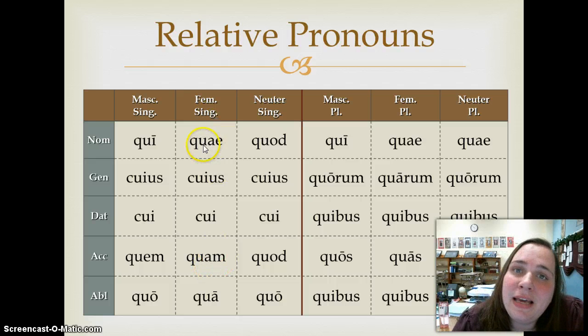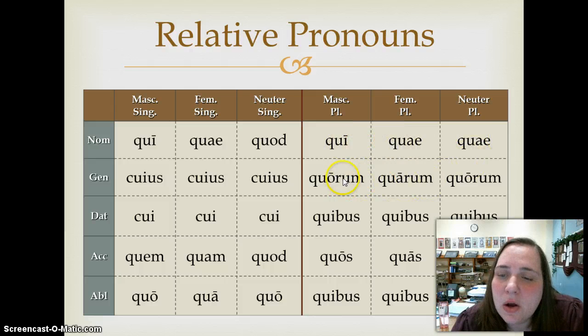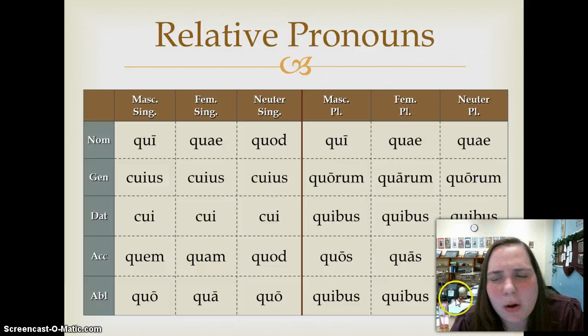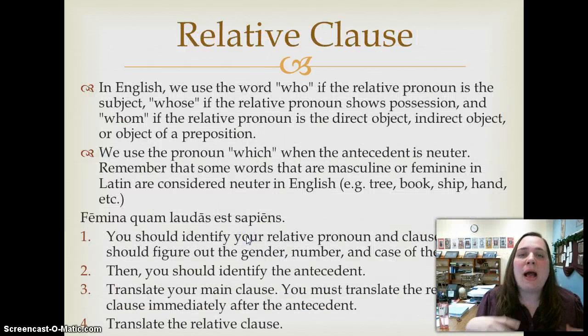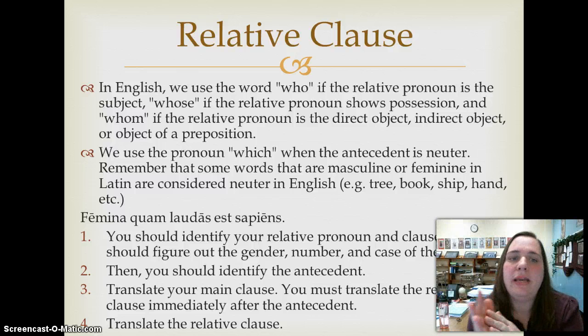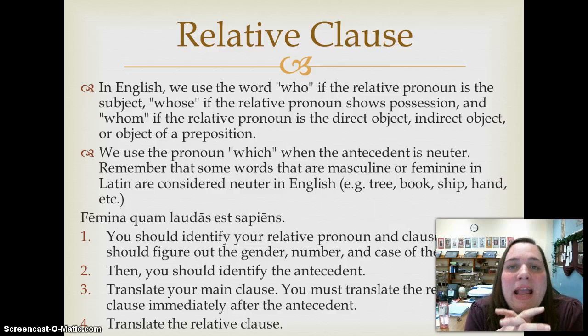okay? So in the singular, qui, quae, quod, cuius, cuius, cuius, cui, cui, cui, quem, quam, quod, quo, qua, quo. In the plural, qui, quae, quae, quorum, quarum, quorum, quibus, quibus, quibus, quos, quas, quae, quibus, quibus, quibus. And again, especially in the plural, you can see some first, second declension endings, some third. Okay, once you know how to form the pronoun, we can move on to how to translate them and the relative clause.